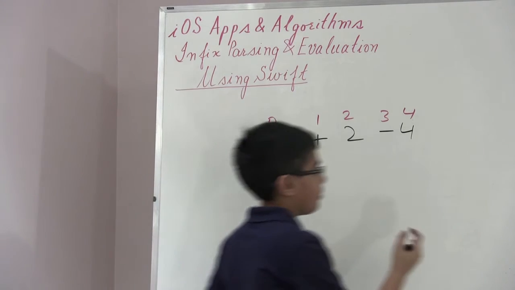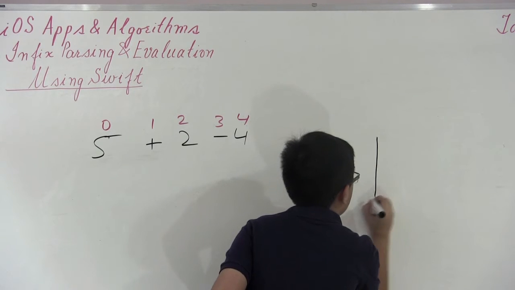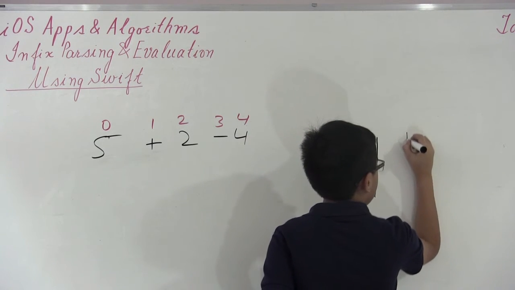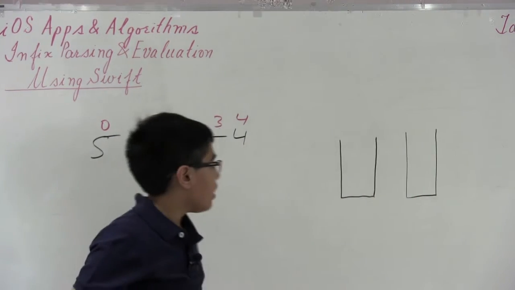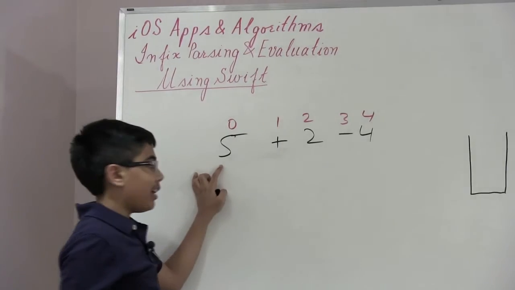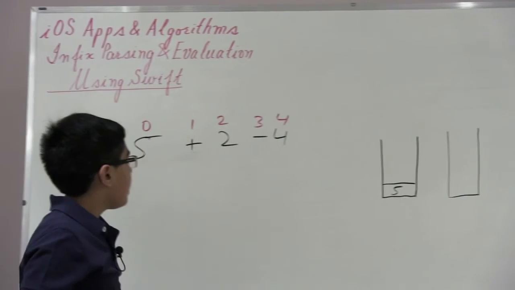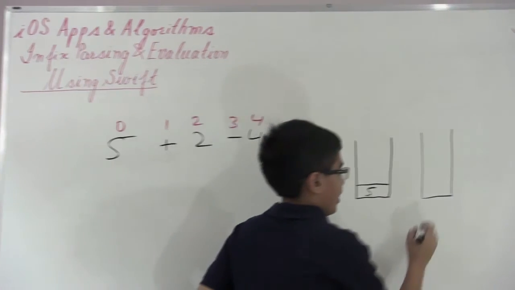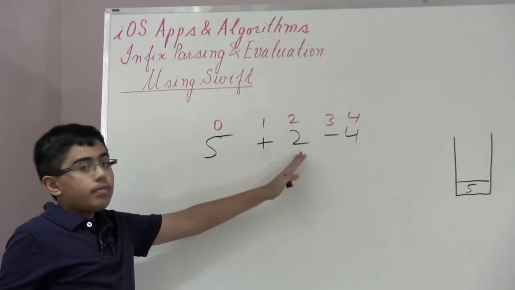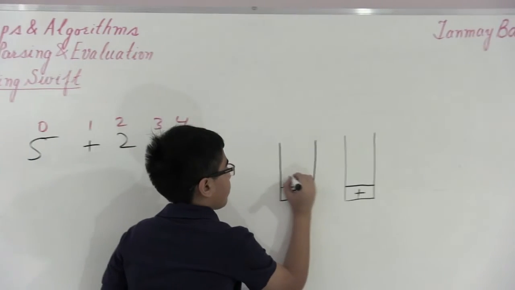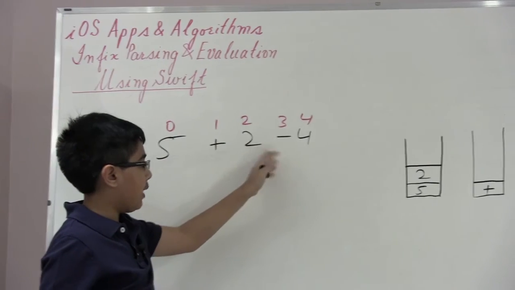First of all, I'm going to draw a stack. So I'm just going to say stack 1, drawn, stack 2, drawn. Okay, so first of all, we see a 5, and we push it onto our operand stack. Perfect. Then we take a plus, and we add it onto our operator stack. Then we see a 2, we put it onto our operand stack. We see a minus, now we start.